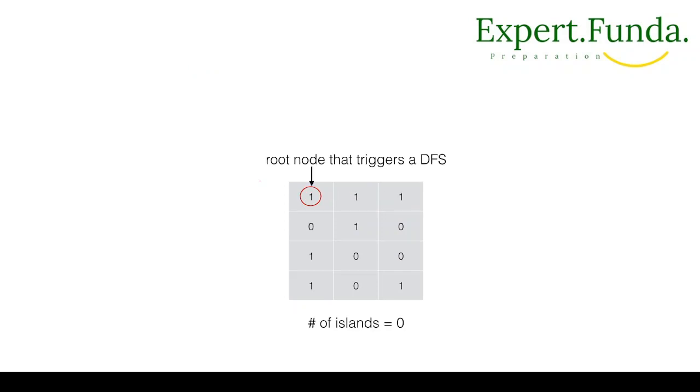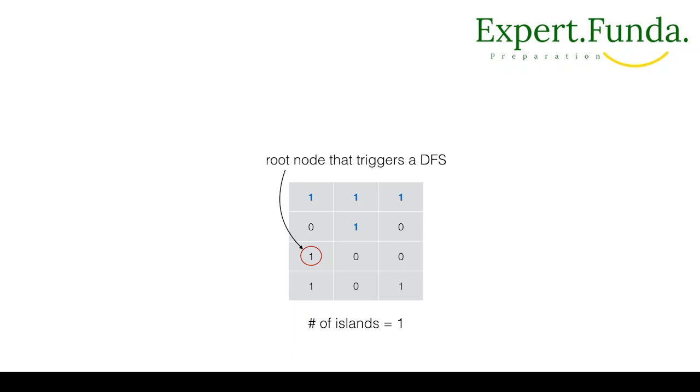Let's continue. First of all, this is your root node that triggers DFS. We'll start from the first cell, and then move to the next, and the next, in all the directions. This is the first direction in which we will move. If you find a 1, then this is land; otherwise it is water, a 0. So we'll move to the next one.